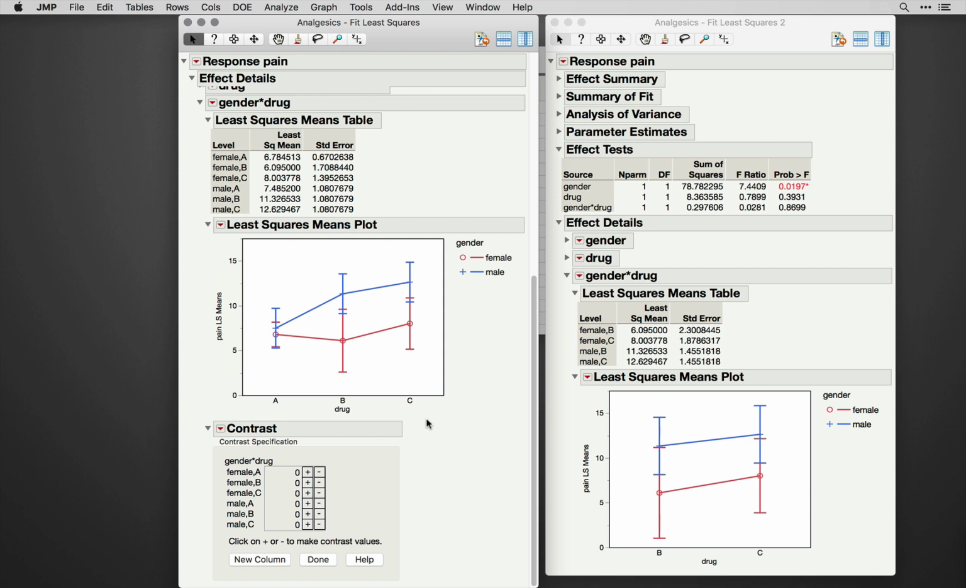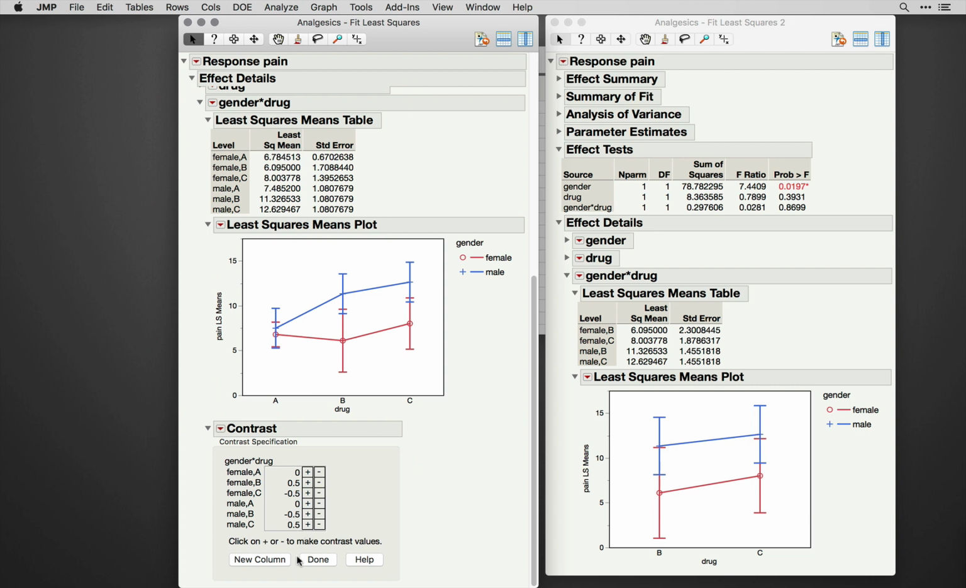Okay, so how are we going to define this? Well, it's the difference of differences. So let's look at how we would define this on a contrast panel. Let's define the first difference between men and women for drug B. So I can say female versus male for drug B, let's do positive, negative. And then I want to compare that to the difference between men and women for drug C, switching the signs. And so for C, instead of giving it a positive, I'll give it a negative. And then for male, for C, I'll give it a positive.